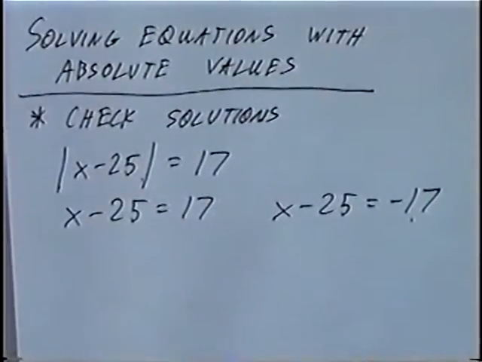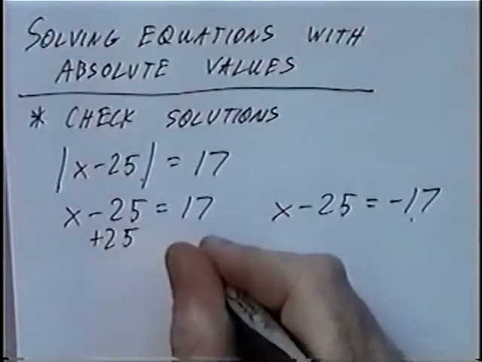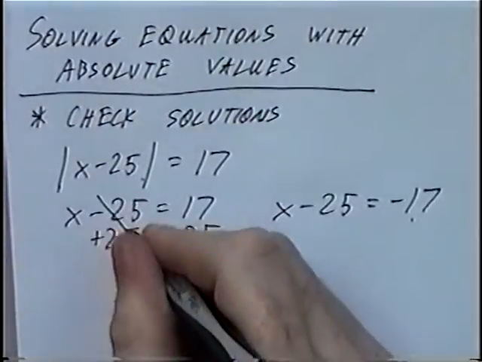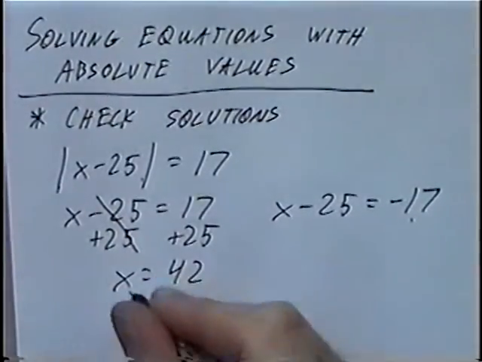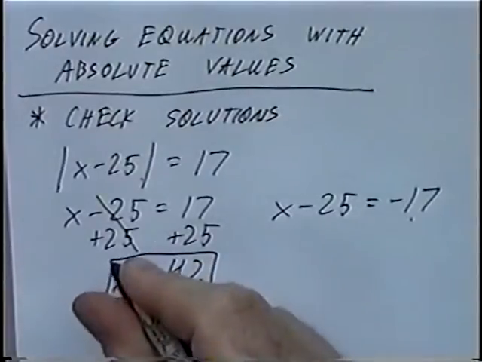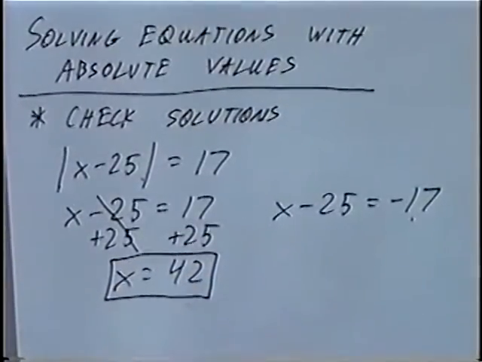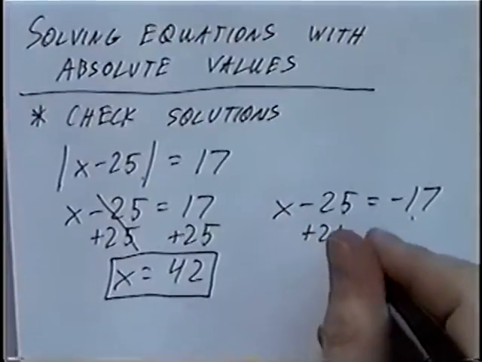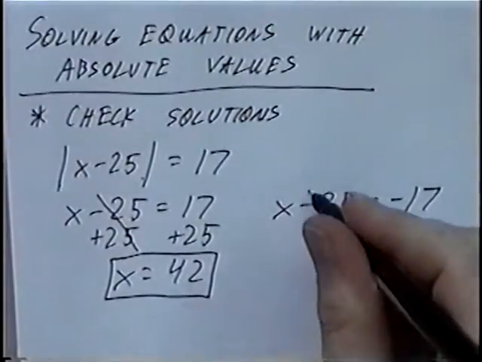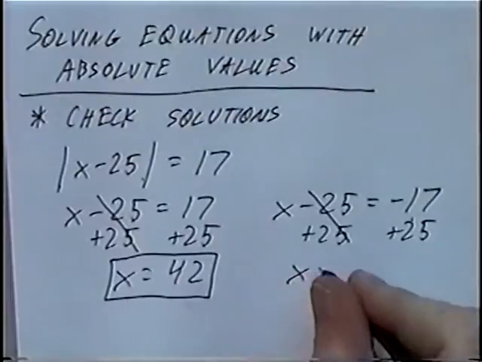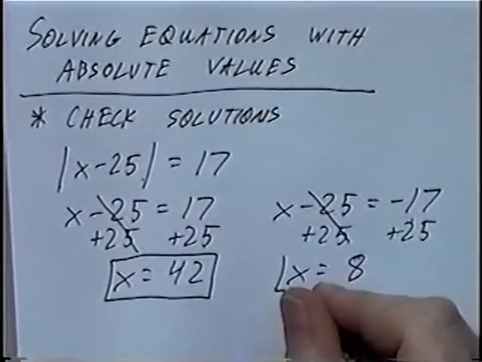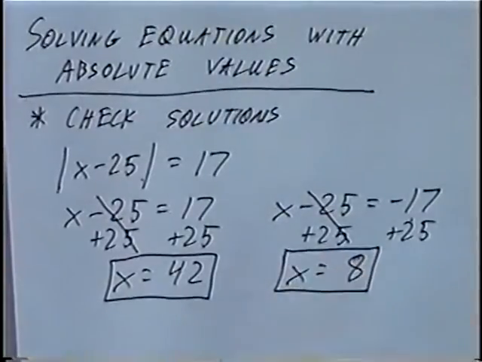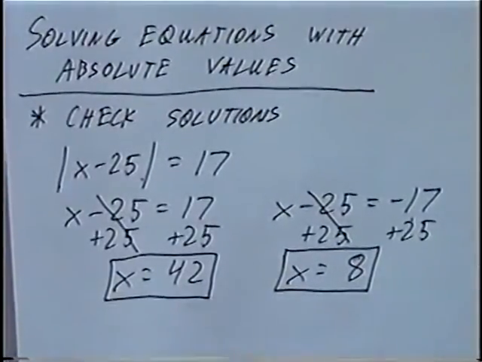Solving the first equation, we can add 25 to both sides, and x equals 42. The second equation, again we can add 25 to both sides, and x equals 8. So we have two answers, or two possible answers, x equals 42 and x equals 8.